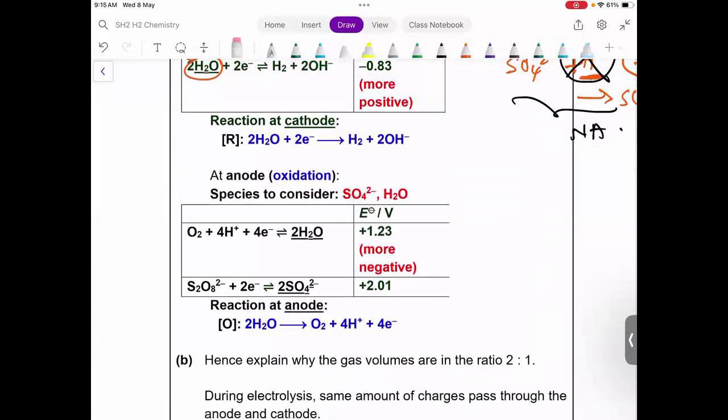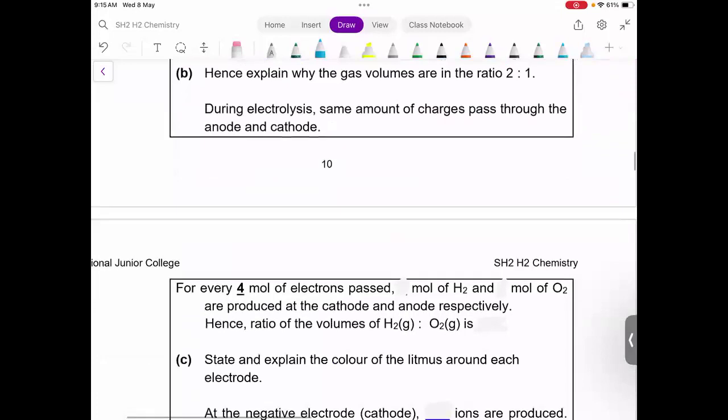I hope you recognize that with every reaction, if you look at the number of electrons transferred, if you try to balance the half equation, this one will be multiplied by 2. So for every 4 electrons transferred across the anode to cathode, you will see the hydrogen gas producing 2 mole, while the oxygen is producing 1 mole, with the same number of electrons. So for the same number of electrons transferred, this will be the mole ratio of hydrogen and oxygen gas evolved. So that's why it is a 2:1 ratio.